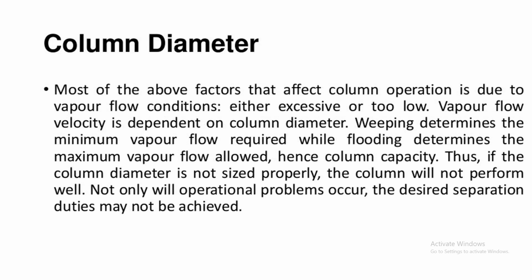Then column diameter also has a significant role in the tray efficiency. Most of the above factors that we discussed previously affect column operations due to vapor flow conditions. They occur either due to excessive or too low flow rate, but the vapor flow velocity is dependent on column diameter. Weeping determines the minimum vapor flow required, while flooding determines the maximum vapor flow allowed. Hence column capacity is affected.